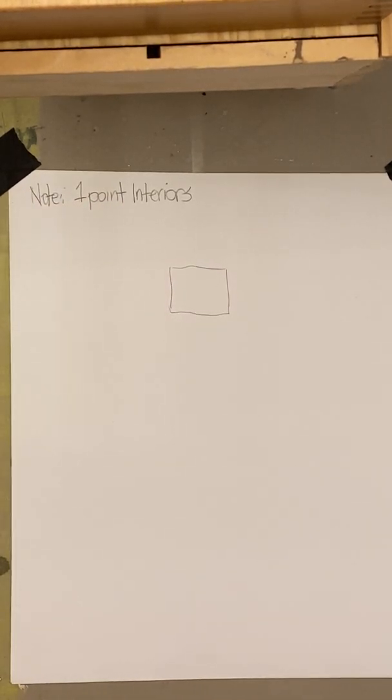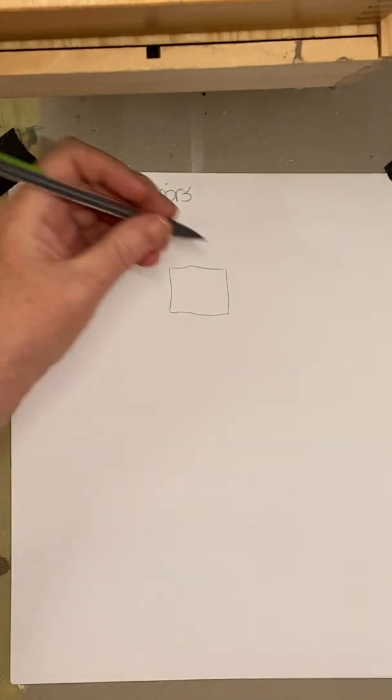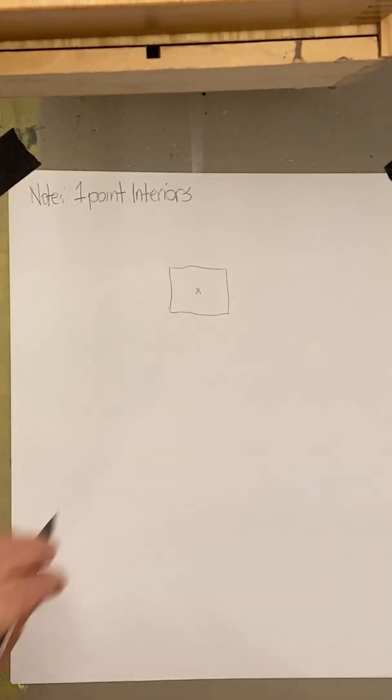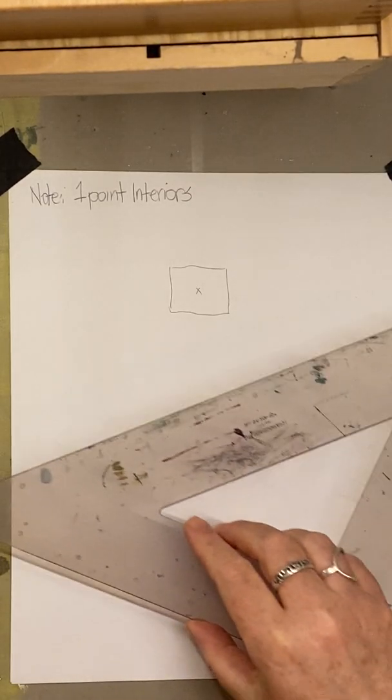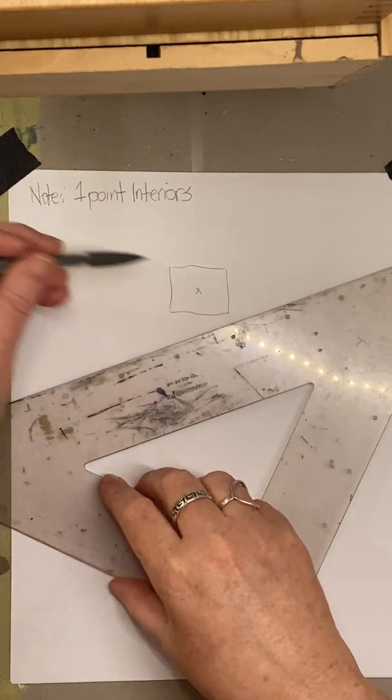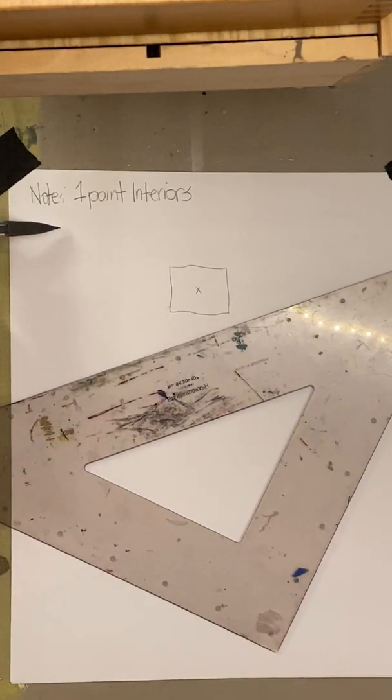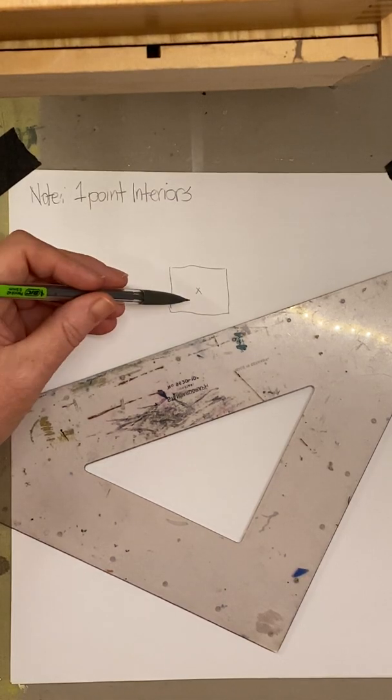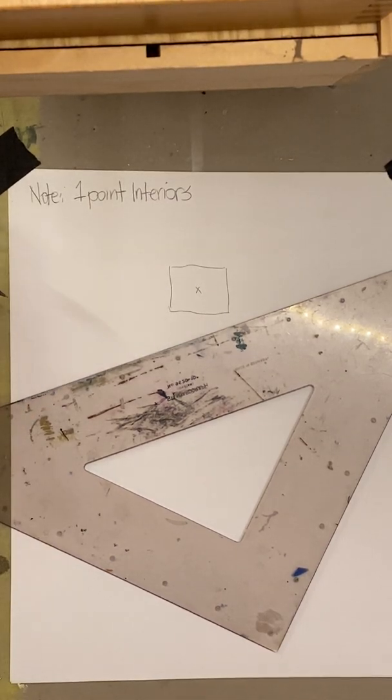Step number 2, go to the X. In this case, I'm going to put the X in the middle of the room. Step number 1, draw the front of the wall. Step number 2, go to the X. When we draw the outside of a cube or a room, the X is on the outside. When we draw the inside, the X goes on the inside.